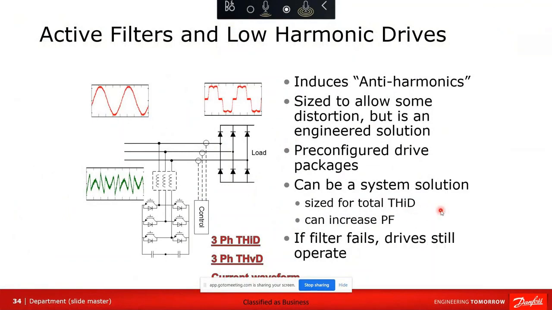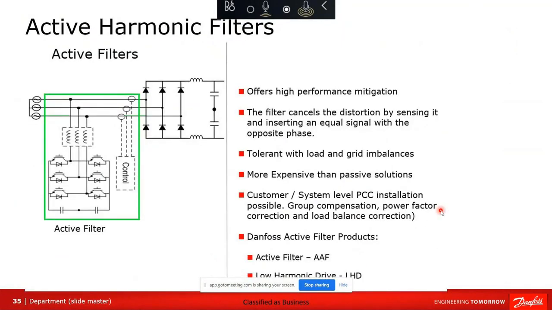It offers high performance mitigation. The filter cancels the distortion by sensing and inserting an equal signal with the opposite phase. It's tolerant of load and grid imbalances. It is more expensive than a passive solution, no question about it. You can do it from a system level. You can do it from an individual level. I make them. ABB makes them. I want to say Schneider makes them as well. Many of the drive manufacturers make their own.